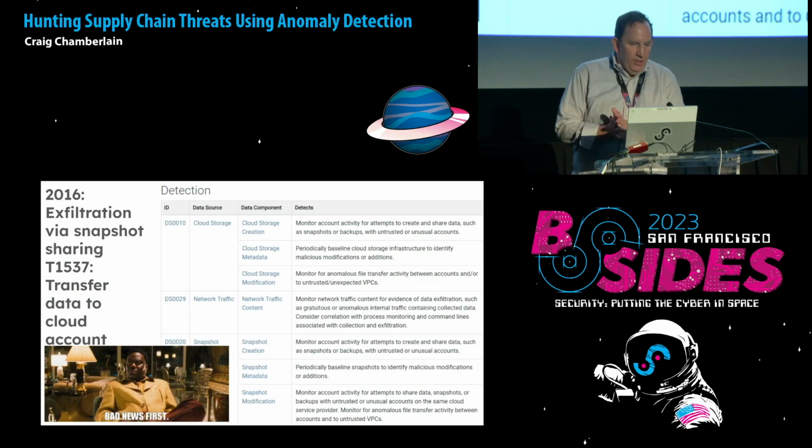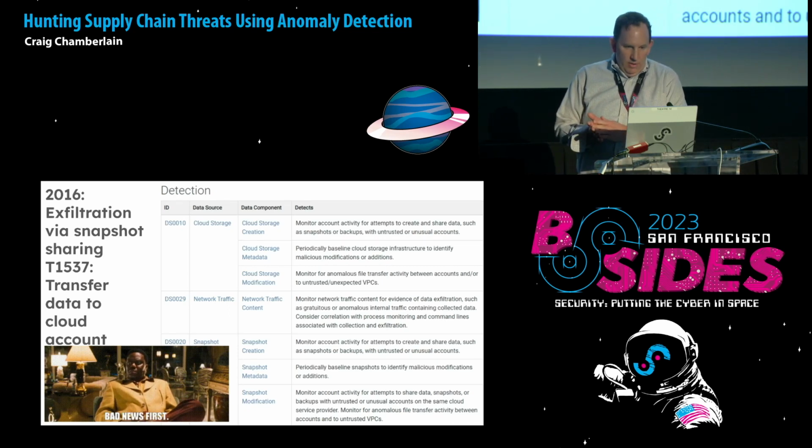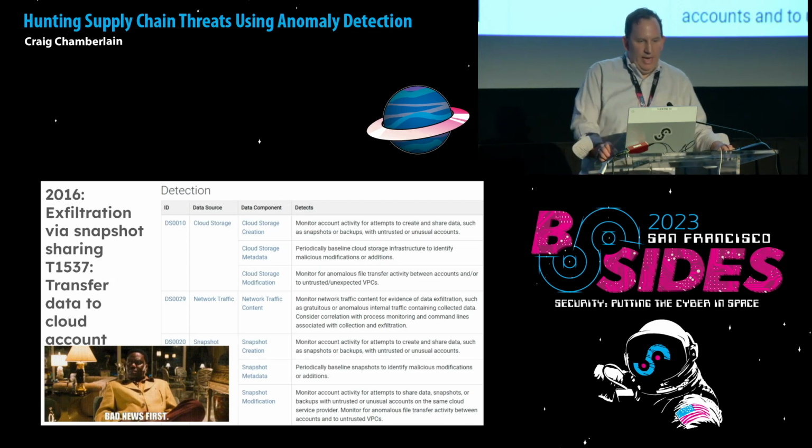So when it comes to detection, the snapshot sharing method actually has a tactic technique combination in the attack matrix. Well, there are several related to snapshot sharing and modification, and I think the one we're looking for in particular, at the bottom, is called snapshot modification. There's a tactic technique called transfer data to cloud account, which essentially involves using snapshots to exfiltrate data. The guidance here says to periodically baseline snapshots to identify malicious modifications or additions. And I think that's good advice.